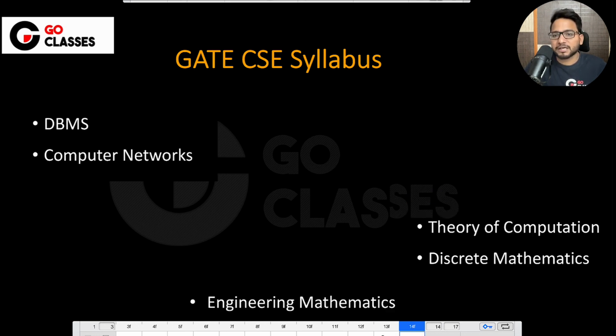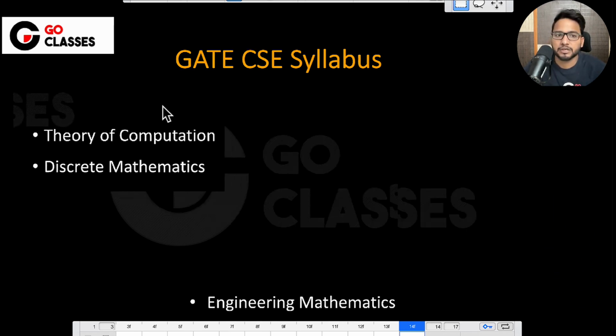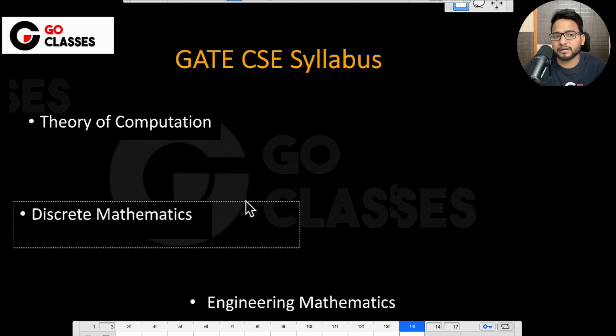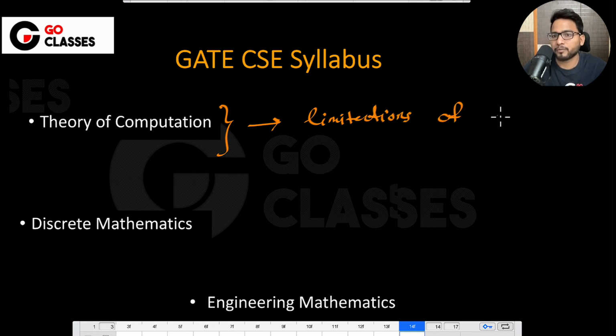Okay, now let's see why we need subjects like theory of computation, discrete mathematics, and engineering mathematics, these kinds of courses, right? So why do we need theory of computation and discrete mathematics? See, theory of computation is a theoretical subject, but it will tell you the limitations of the computer, or the possibilities of the computer. I mean what the computer can do, what the computer cannot do, right?